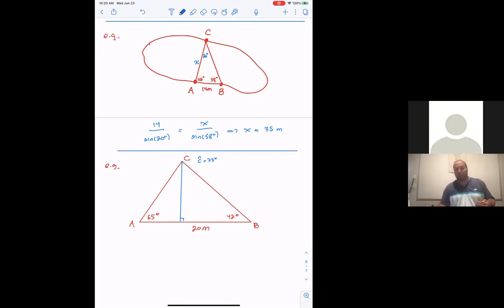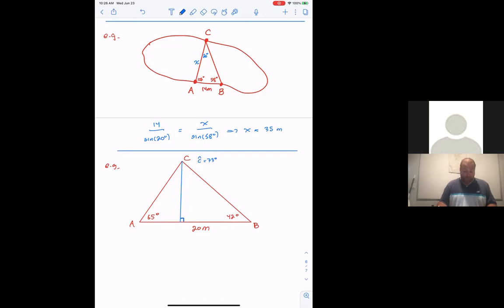So what do they mean by the distance from point C? They mean the shortest distance from point C, which is making a 90-degree angle with the shoreline. That is the shortest distance, because anything else would be at an angle and would be longer. So we want this right here. We want this length here. How in the world are we going to find it?